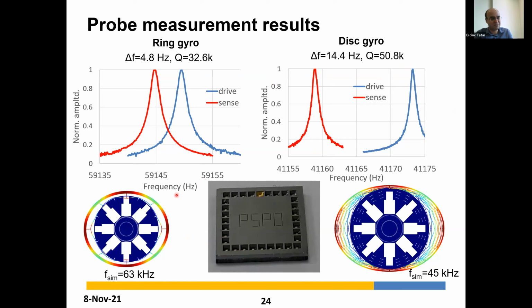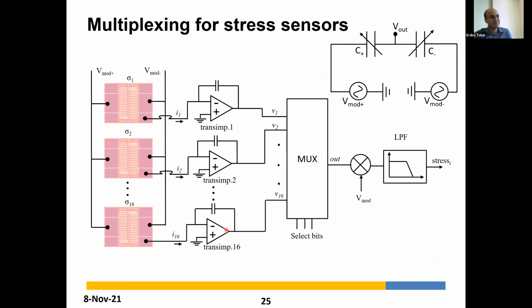We are doing some measurements these days. So this is the probe measurement. We just look into the gyros. They are working around 60 kilohertz for one, around 40 kilohertz for the other one. And you need to have two matched frequencies. They are pretty close. And this is how a fabricated device looks like.